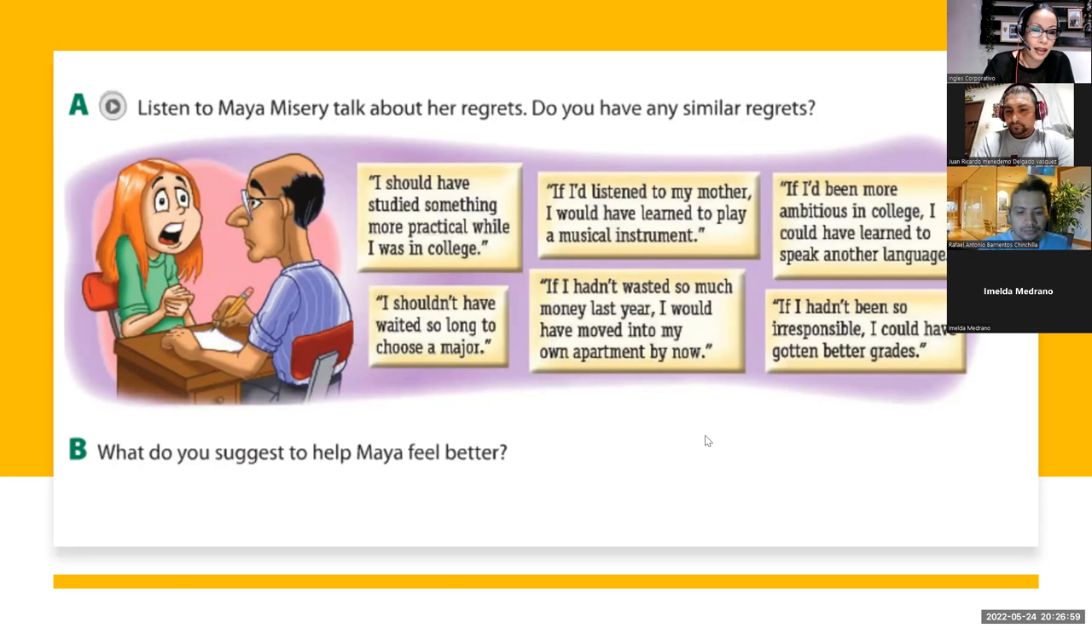Any other advice or suggestions so she can feel better? Ambitious. Así es, ambitious.